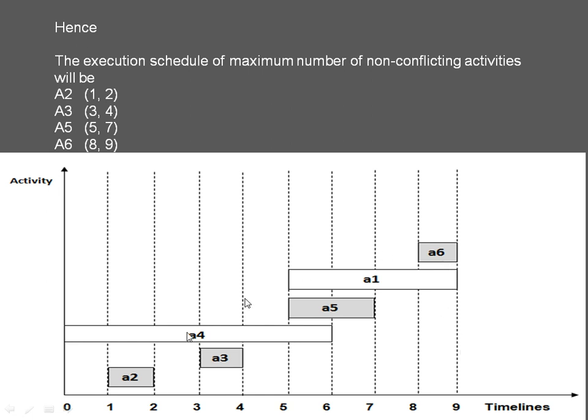Here you can say that A2, A3, A5 and A6 are the 4 activities which are selected. These selected activities are shown in grey color, whereas A1 and A4 are the 2 activities which are not selected. We write them as they are, mentioning the start time and finish time, but not in grey color. Therefore A4 and A1 are not selected.